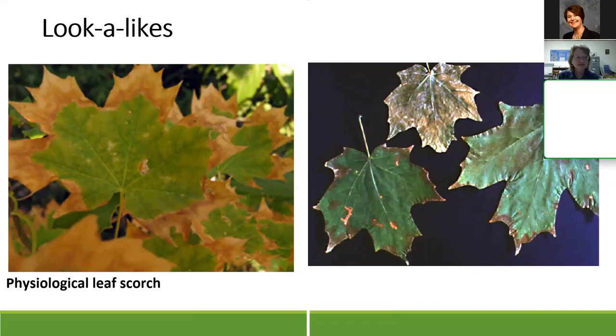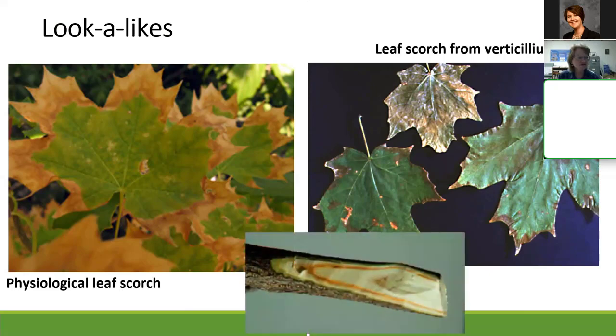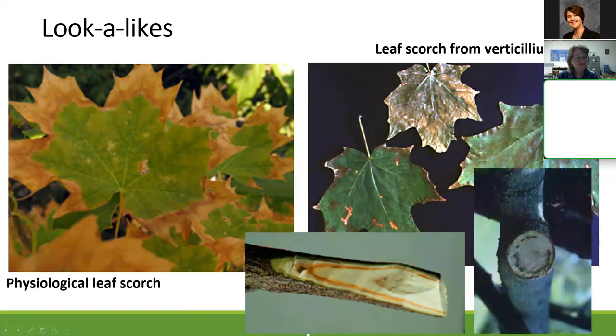And then this one is leaf scorch from verticillium wilt. That's a fungal disease that grows in the water conducting tissue. So the roots may be fine, the leaves may be fine, but the water can't get fast enough from the roots to the leaves because there's a clogging in the xylem. But sometimes you can cut open that stem and you'll see some discoloration. And then that helps you to confirm that that's the disease.